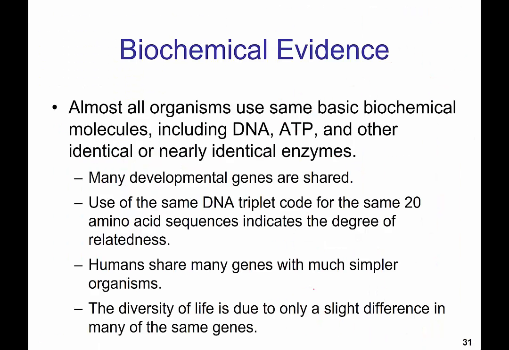There's biochemical evidence of relatedness between organisms. Almost all organisms use the same basic biochemical molecules, including DNA, ATP, and other identical or nearly identical enzymes. Many developmental genes are shared. Use of the same DNA triplet code for the same 20 amino acid sequences indicates the degree of relatedness. Humans share many genes with much simpler organisms. The diversity of life is due to only a slight difference in many of the same genes.